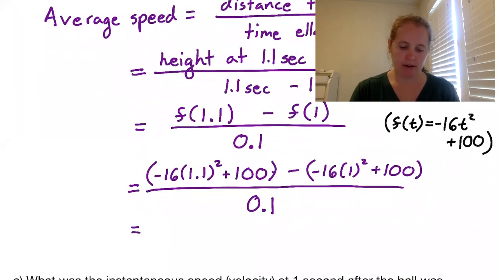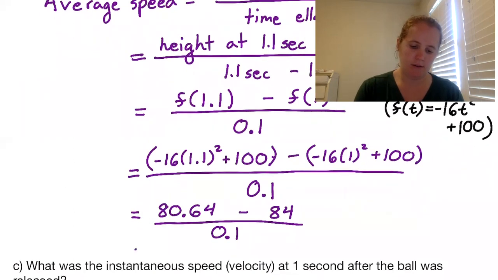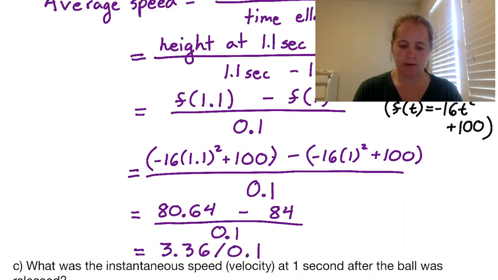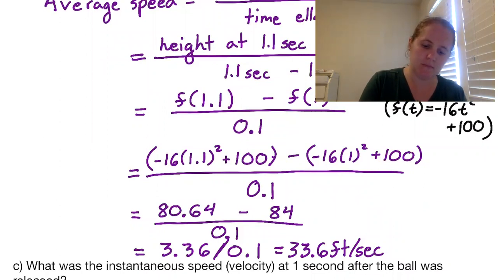And then if we go ahead and plug those into a calculator, we wind up getting 80.64 minus 84 all over 0.1, or 3.36 divided by 0.1. And that is 33.6 feet per second. So again, sorry, it should be negative 3.36 and negative 33.6 feet per second.